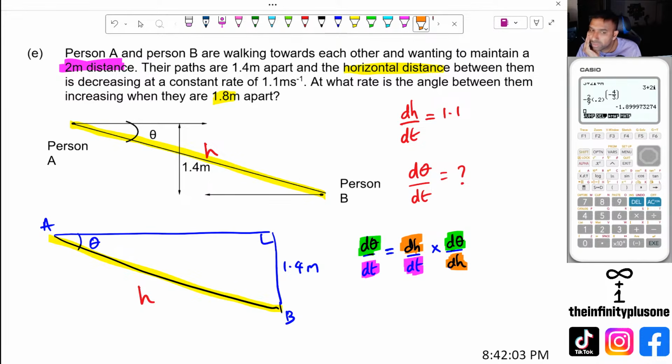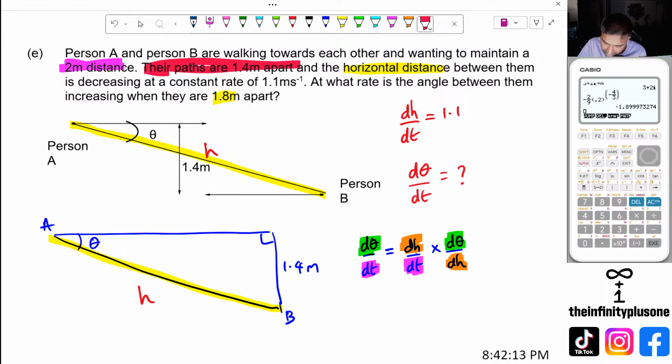Now, if you look at the question, it actually says their paths are 1.4 meters apart. So I need a different implement color. Right here, it says that their paths are 1.4 meters apart, so this is always going to be 1.4 meters. I guess what they should have said, instead of saying the word horizontal distance, is just the word distance.